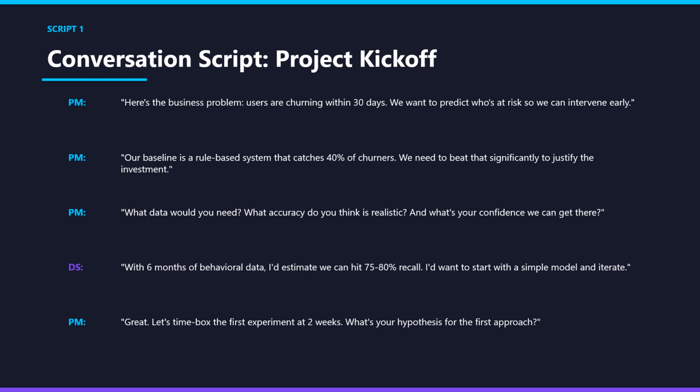Then the PM responds, great. Let's time box the first experiment at 2 weeks. What is your hypothesis for the first approach? You have set a time boundary and asked for a testable hypothesis. That's experiment-driven development in action. So this is script one.